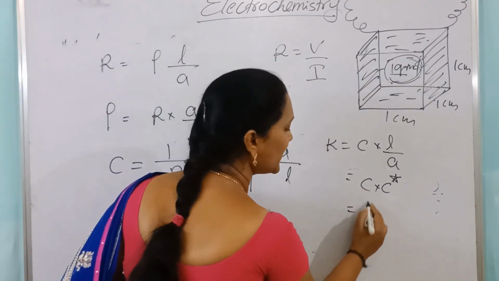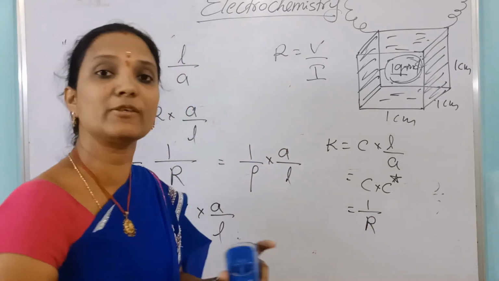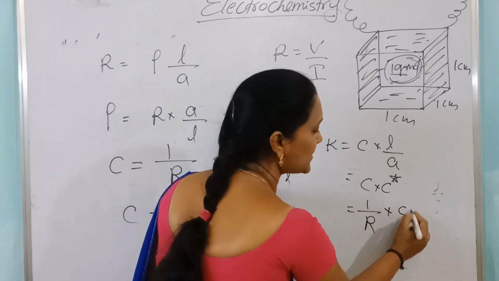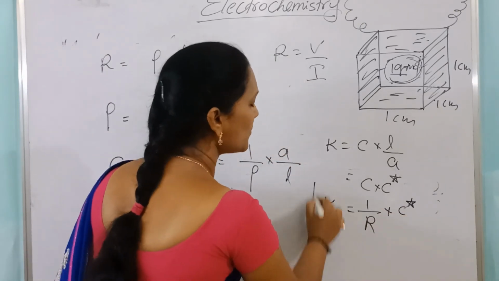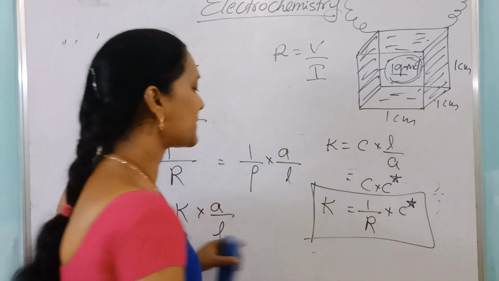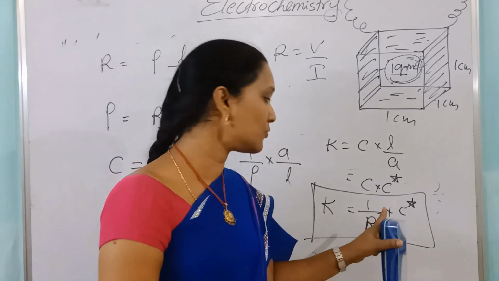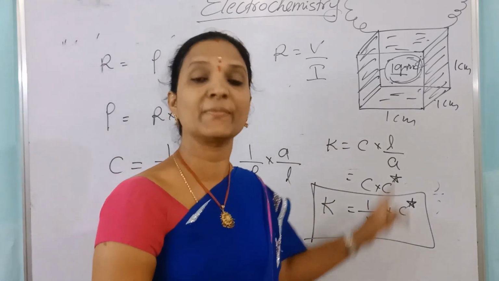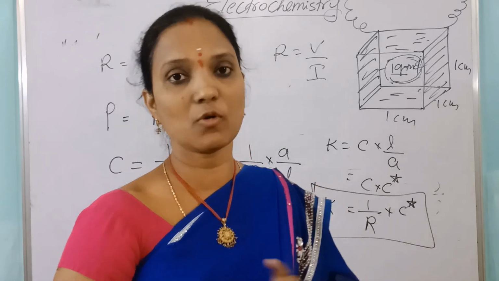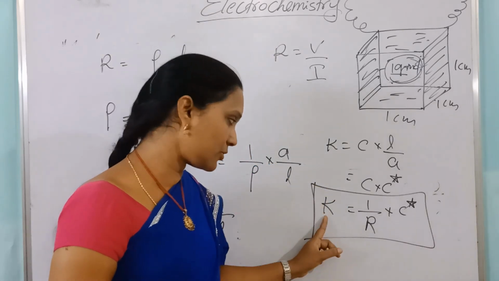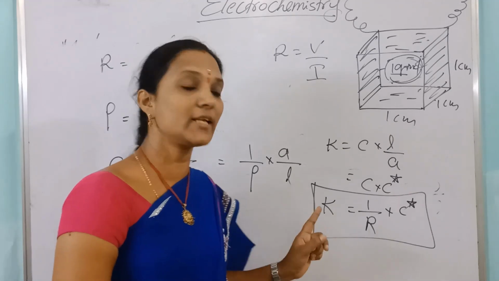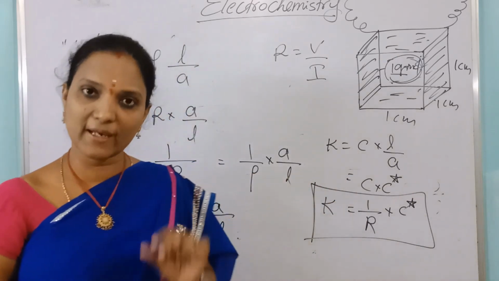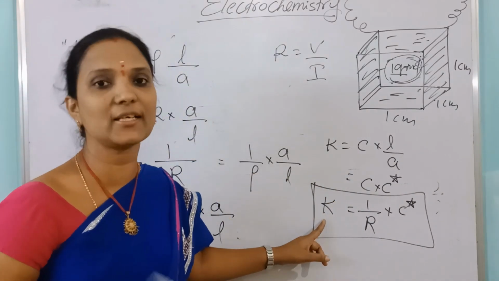So instead of this, if resistance is given, in most of the problems they will use cell constant and resistance instead of conductance. So 1 by R into cell constant. What is the formula used to find the specific conductance? K is equal to 1 by R into cell constant, nothing but cell constant by resistance. That is equal to specific conductance.